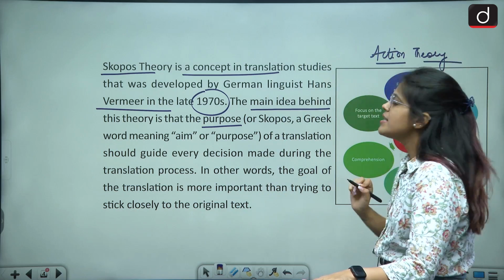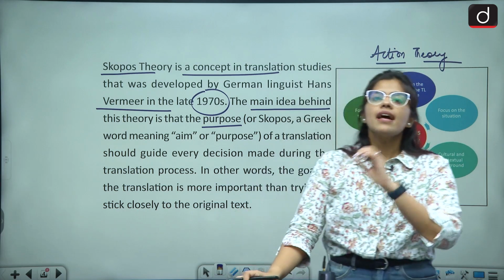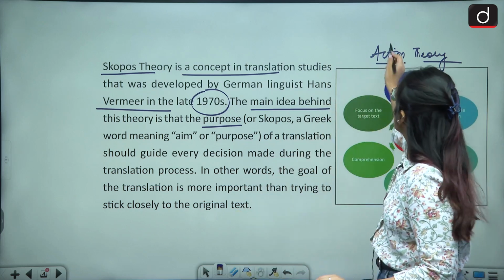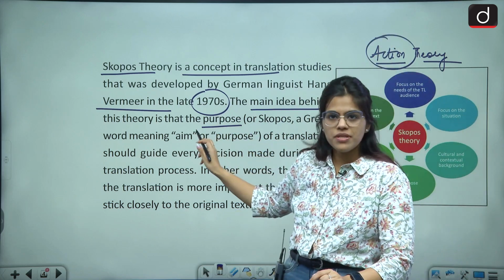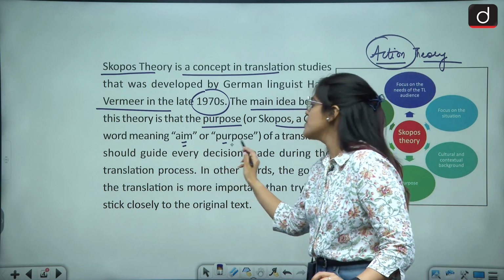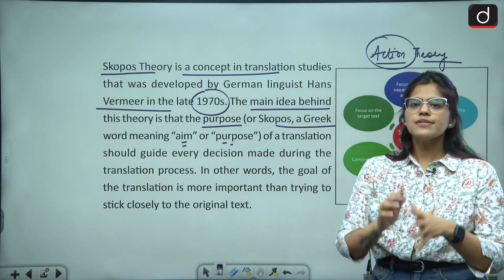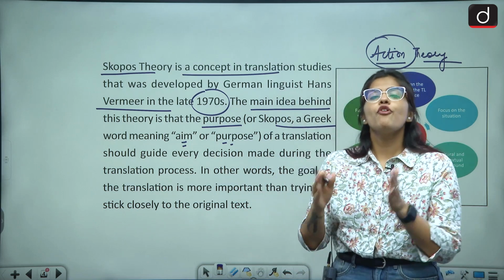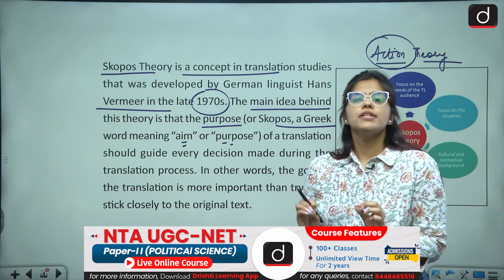What is action theory? Action theory says that the translation is only done in accordance with an action, and action is always taken for a particular purpose. So this Skopos comes from a Greek word which means aim या purpose. So हम क्या समझते हैं यहाँ से? So we deduce that translation basically is done for a particular aim or a particular purpose.